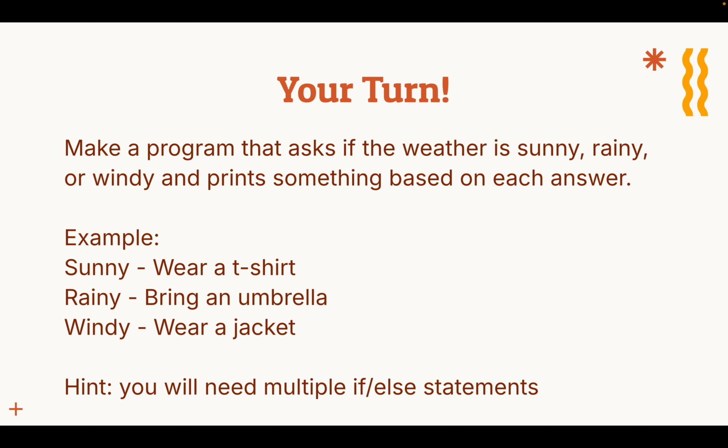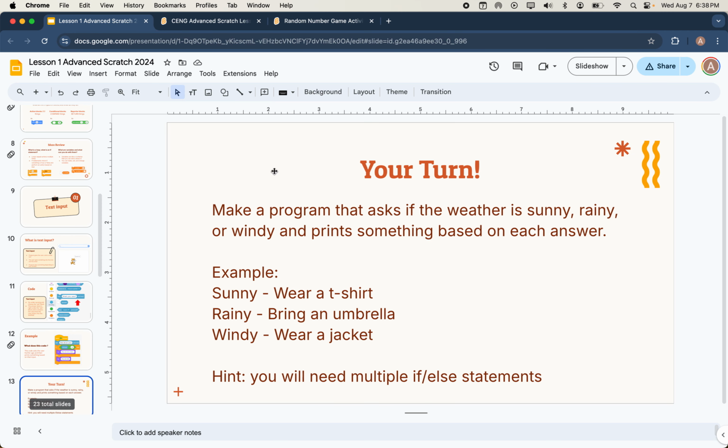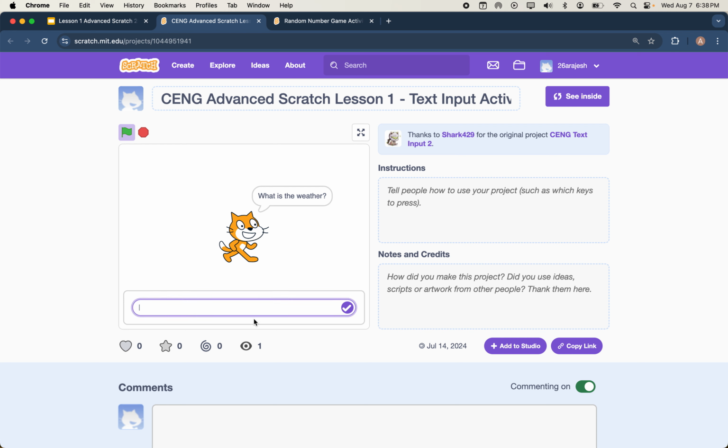Now it's your guys' turn to do this. I want you guys to make a program that asks if the weather is sunny, rainy, or windy and prints something based on each answer. A hint for this program is you will need multiple if and else statements. Let's take a look at what I mean by this.